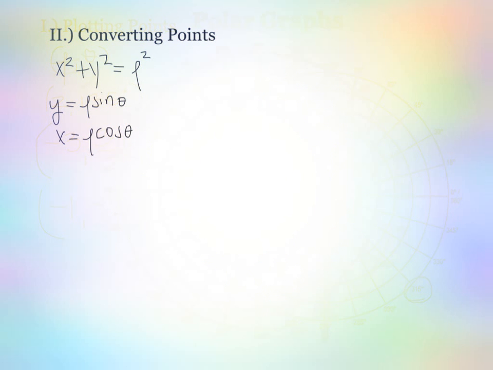Next we're going to convert polar coordinates into rectangular coordinates using these 3 equations here. X squared plus y squared equals rho squared, y equals rho times sine of theta, and x equals rho times cosine of theta. Just a note, if you see that r, or rather that rho, is equal to r, then they're the same thing. They're just written differently.